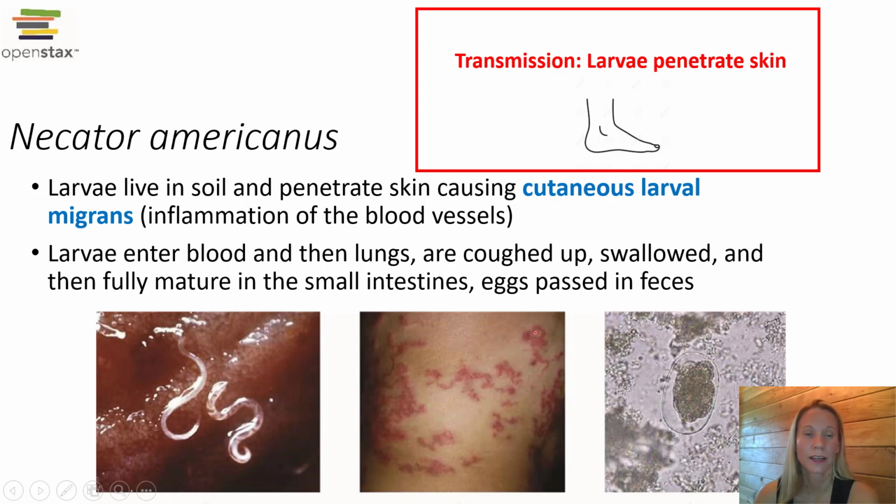At that point, it gets a little complicated. So the larvae will then enter the blood, and then they'll go to the lungs where they get coughed up, swallowed, and then fully mature in the small intestine as sort of their target organ. And then the infected human would pass eggs in the feces. And this is what the egg stage would look like here on the right.